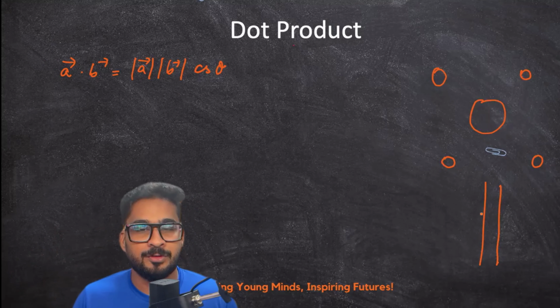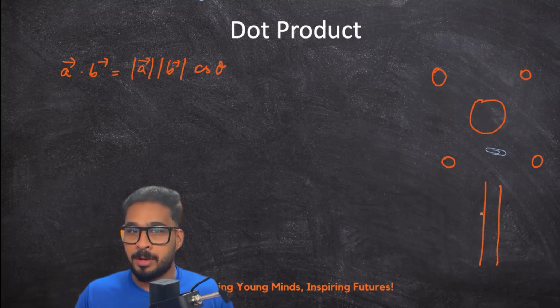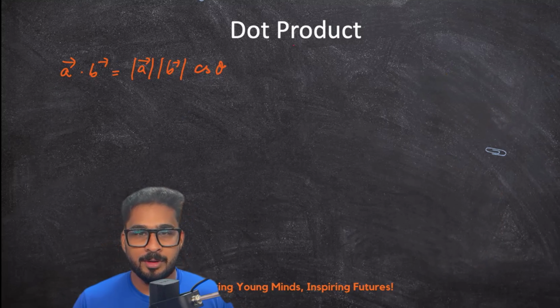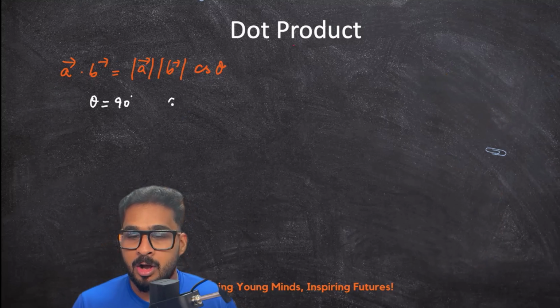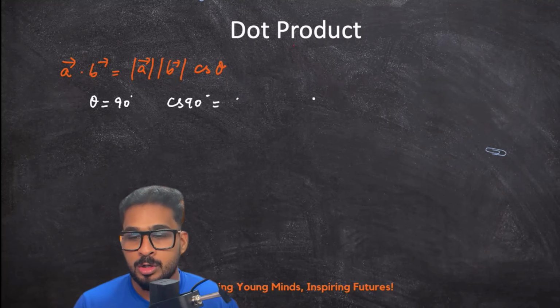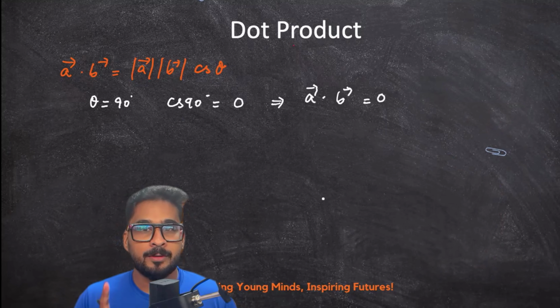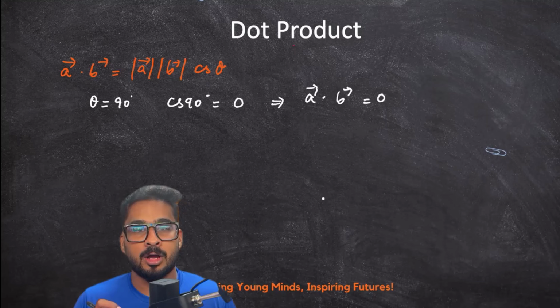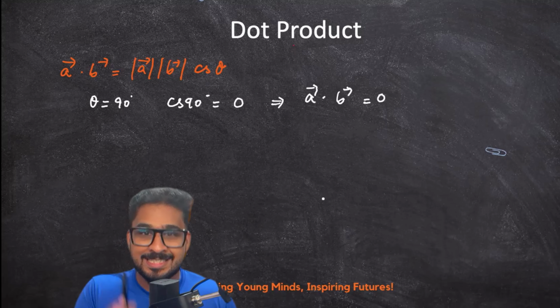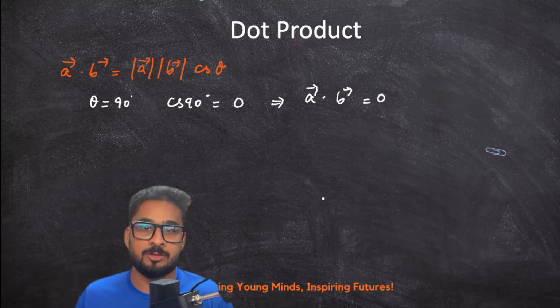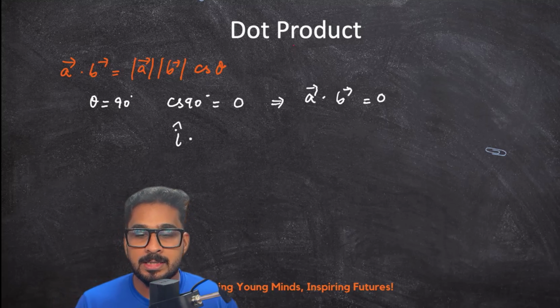Similarly, in engineering and in physics, there are concepts called projection. We can find the projection of a vector over another vector by using the dot product. Always remember, when two vectors are perpendicular, theta is 90 degrees, cos 90 degrees becomes 0, so a bar dot b bar becomes 0. So dot product is a test to find whether two vectors are perpendicular or not. Similarly, we can find the angle between the two vectors using the dot product, which I will explain later.